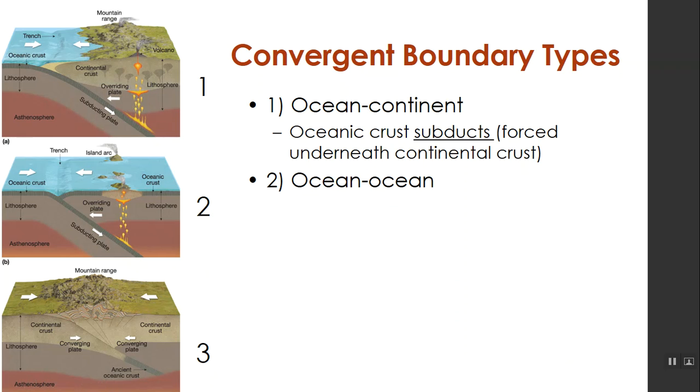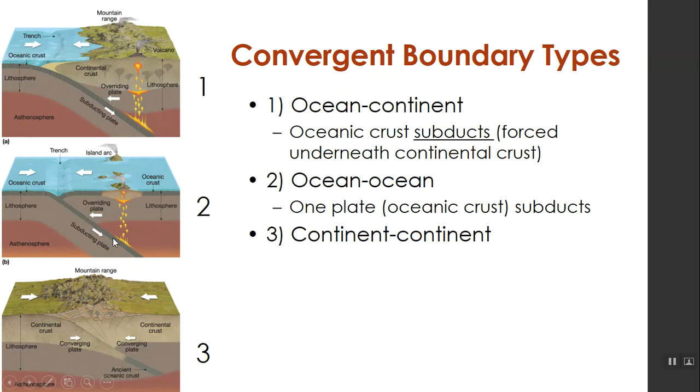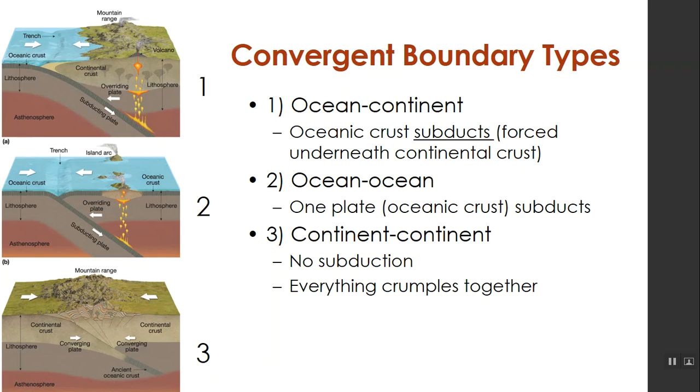The second type is ocean on ocean. And so one plate is going to subduct under another one. And again, you can get an island arc that is formed here. And the last is continent on continent. And so there's no subduction that's happening here. When you get these two plates that push together, everything gets pushed up. Everything kind of crumples together. This is how the Himalayan mountains are formed. Some of the tallest mountains in the world, right, are formed from this continent and continent collision.